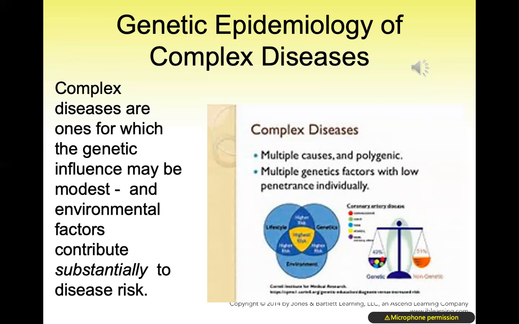But it is an example of a complex disease for which the genetic influence may be modest, and the environmental factors, so anything outside of the individual, contribute substantially to the risk of the disease. These complex diseases tend to have multiple causes, so they're multifactorial, and they're polygenic, so it's not just a single gene, it is the correlation or the combined effect of a number of genes that affect these complex diseases.